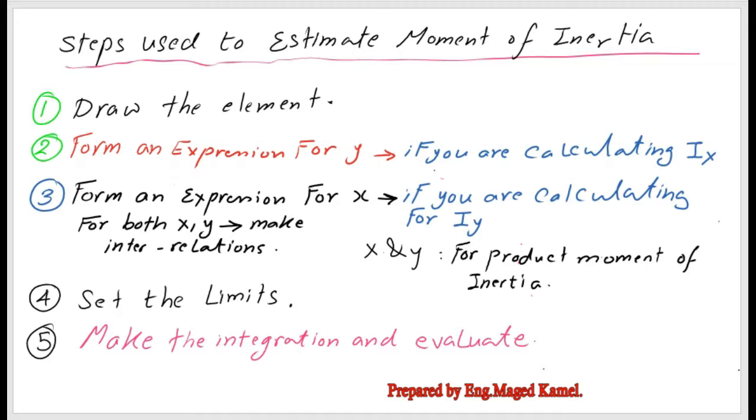Number 4, we are going to set the limits of the moving strip. What point will it start from and what point will it end at. In some cases, especially in the triangle, we take the integration in 2 steps, as we are going to see. Number 5, make the integration. We estimate the integration values, and then at the end we evaluate the moment of inertia.